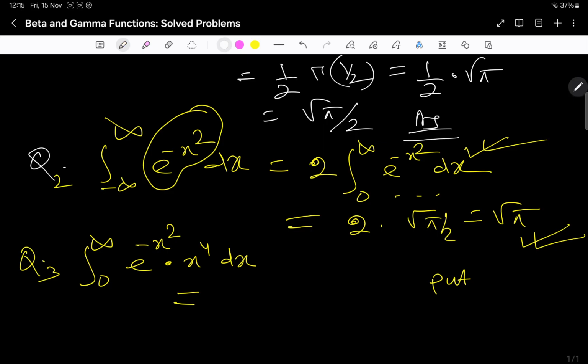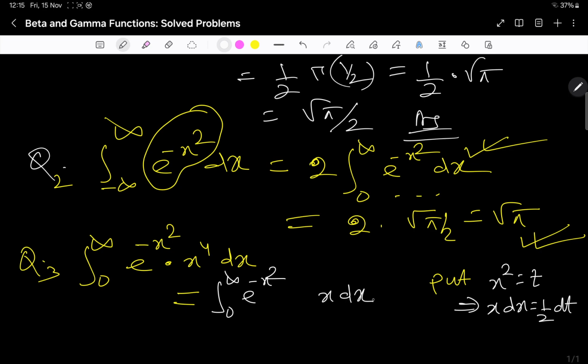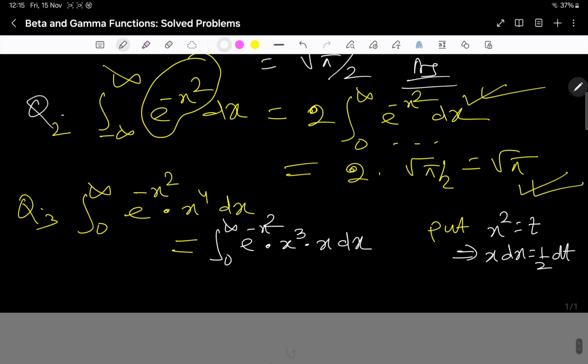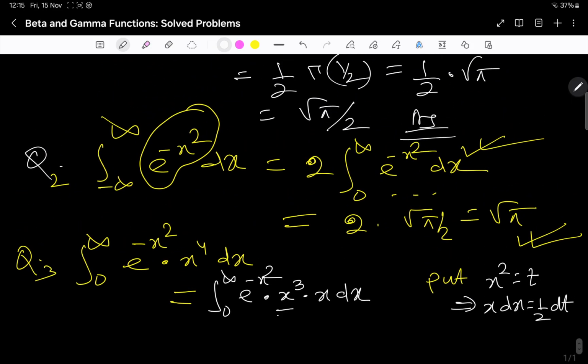Here x square is equal to t. So you can arrange it as the integral from 0 to infinity of e to the power minus x square. Now what is its derivative? x dx is half dt, isn't it? So we need an x dx here, and to balance it we make it x to the power 3. Then this x to the power 3 will be written in terms of x square. It is the integral from 0 to infinity of e to the power minus x square into x square to the power 3 by 2. Then the 2 cancels, x cube, x dx.